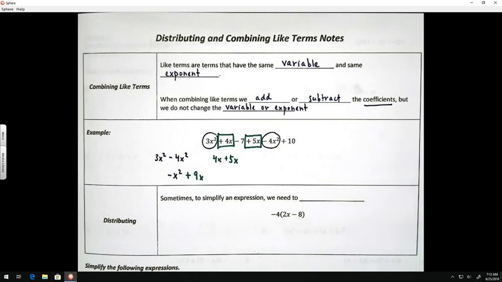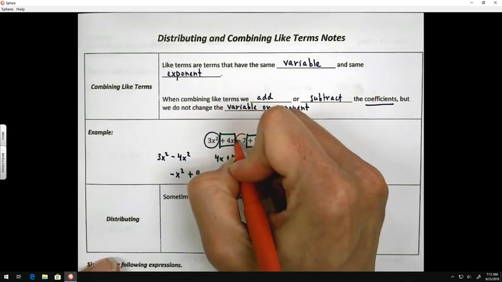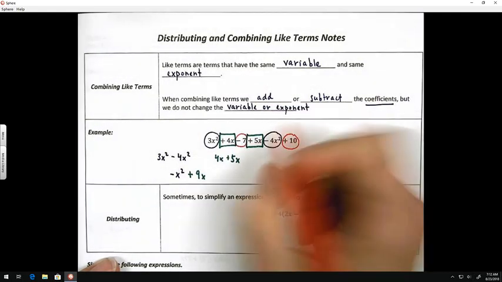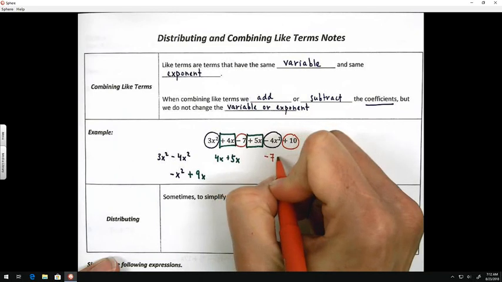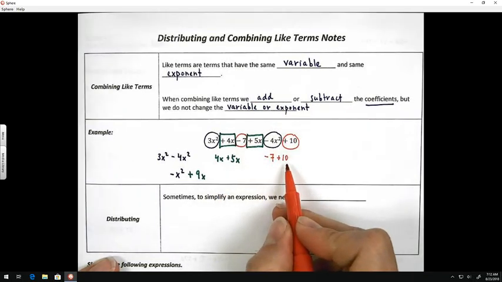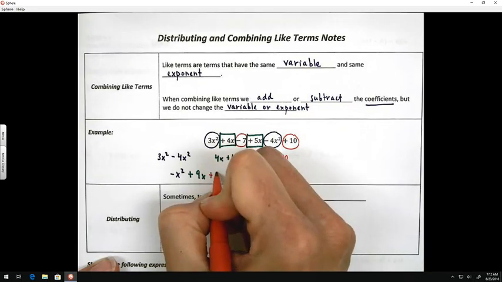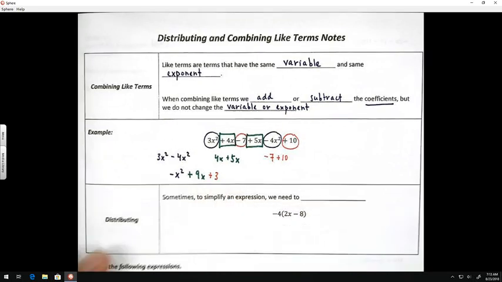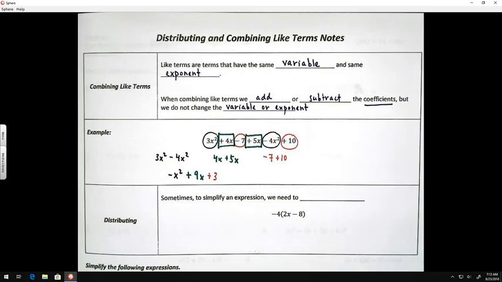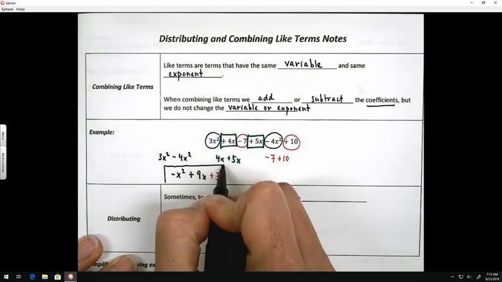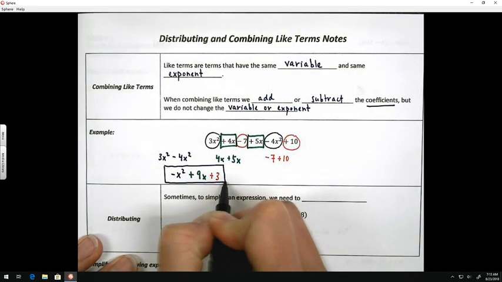All right, the last piece of this then, I see I have a constant, a negative 7, and then I have a positive 10. So I'm combining a negative 7 plus 10. Well, negative 7 plus 10 is a positive 3. And again, because that's positive, I have a plus sign in my expression. So my new simplified expression, once I've combined the like terms, is this expression right here.